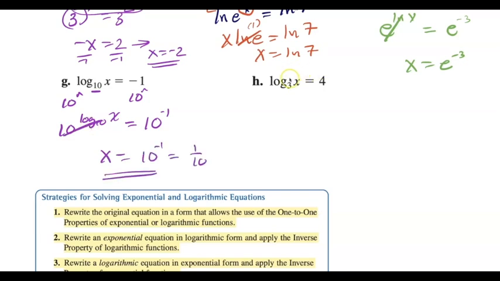Over here, same idea, log base 3 of x equals 4. Since there's only one log, we're just going to take the base of both sides, 3 to the power of this and 3 to the power of this. I'm not going to rewrite it because I think we get the gist now. These will cancel. You just get x equals 3 to the 4th, or 81.